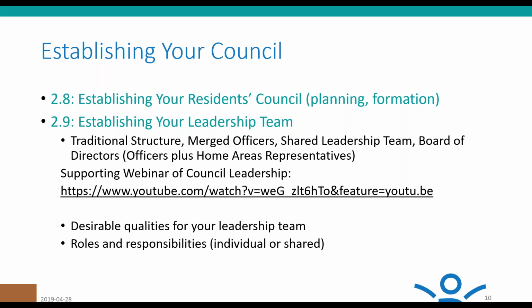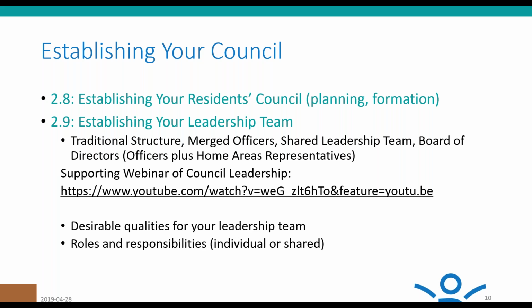treasurer. We also have a merged officers model, shared leadership team model, and a board of directors model, which essentially has the officers or the council executive plus the role of home area representatives taken together to create that board of directors. I've also linked a helpful webinar here on this slide that you may wish to watch.